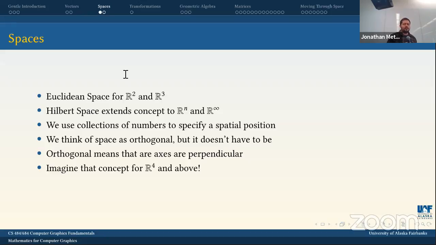All right, and you've worked with systems like this before. When you try to solve systems of equations in more than one variable, they're not necessarily at right angles to each other. They could represent a different kind of function. But if you say orthogonal, it means that the axes are perpendicular.